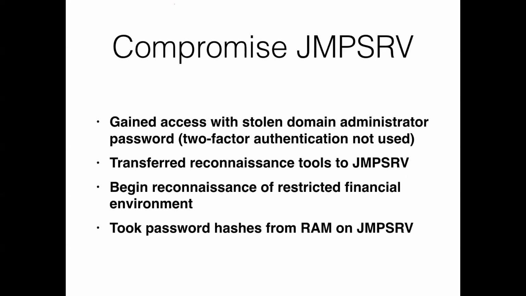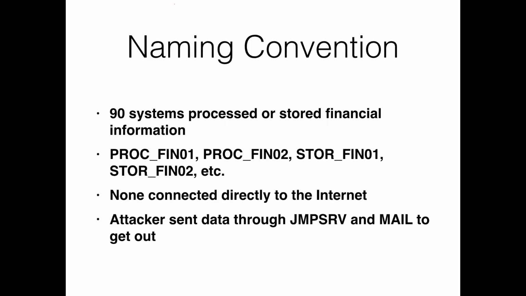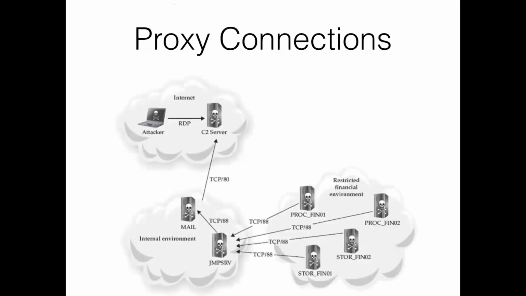So they compromised the jump server. They were able to take RAM from the jump server and find password hashes in RAM, which they were then able to crack. And they spent the next 2 months finding the systems that had the cardholder data. And then they were able to just determine their naming convention, which was a nice, simple naming convention with numbers, of course, because these are payment terminals at stores. And they have a systematic name. And so they were finally able to make a path out.